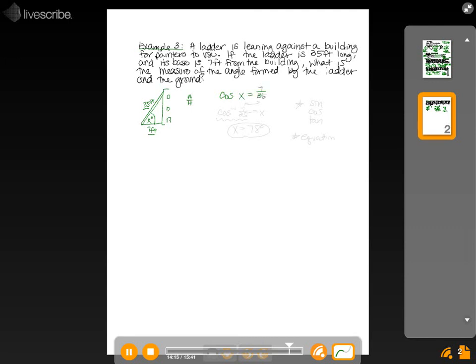equals 7 over 35. Now, if we're looking for the angle, those two are going to switch places, and we're going to make it cosine to the negative 1 of 7 over 35 equals x. And then we can put this part in our calculator. Inverse cosine of 7/35, that's an angle. We round to the nearest whole number. And when we put that in our calculator, we get x to be 78 degrees. And then there's the answer to our problem.